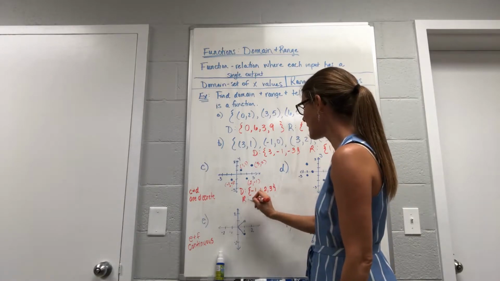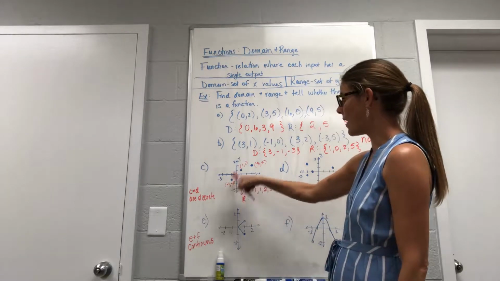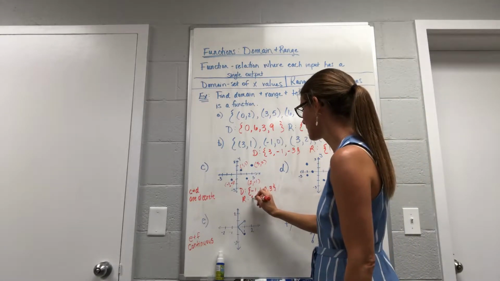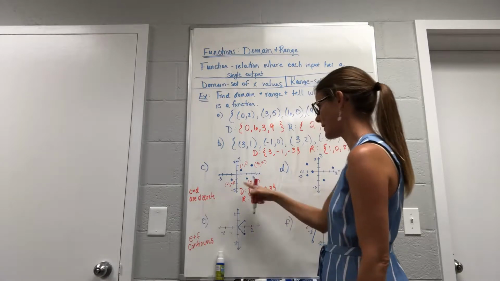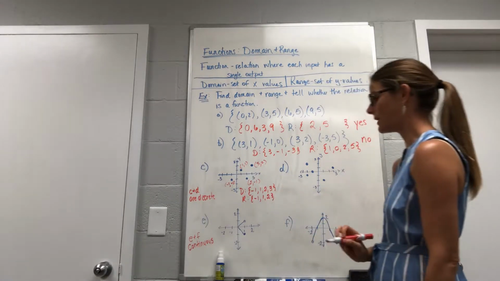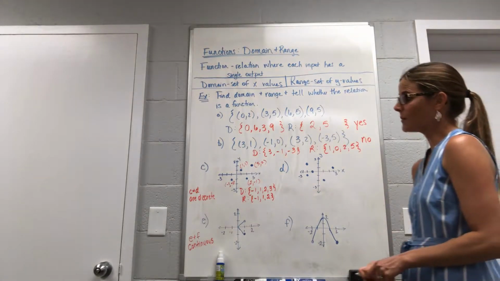All right, and then the range is the y values, -1, 1, 2, and -1. Again, I don't need to write that -1 twice, so I'll just write -1, 1, and 2. And that is our range. Okay, so we want to determine if this is a function.